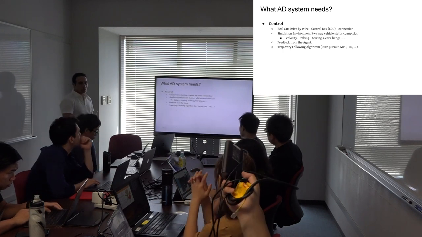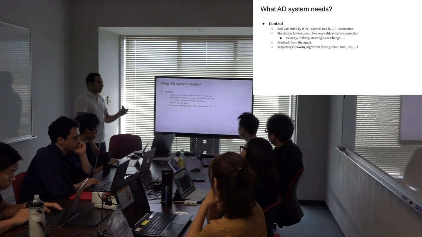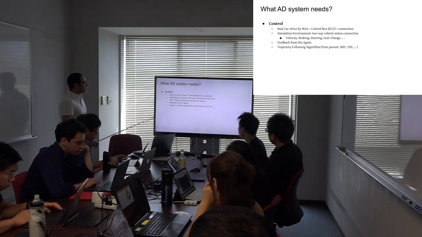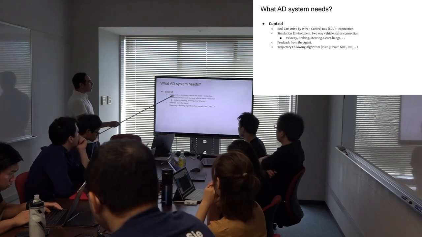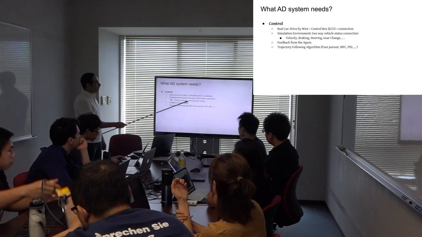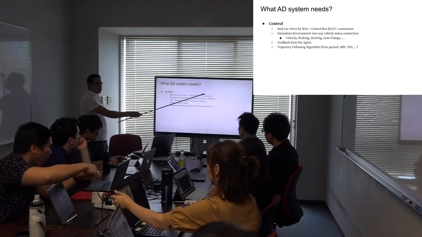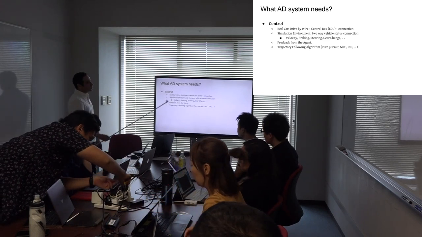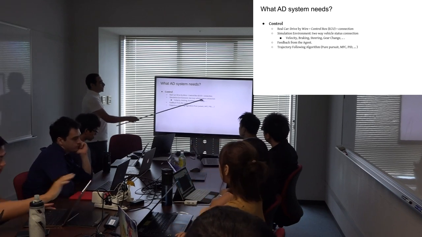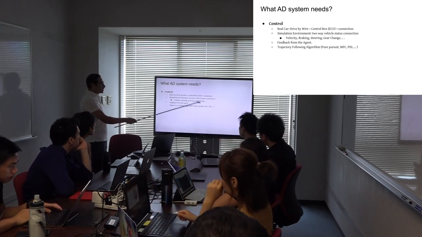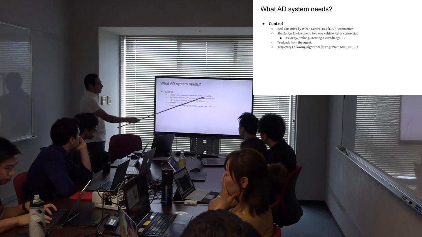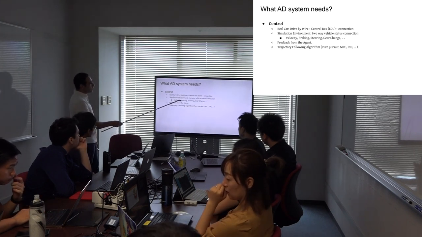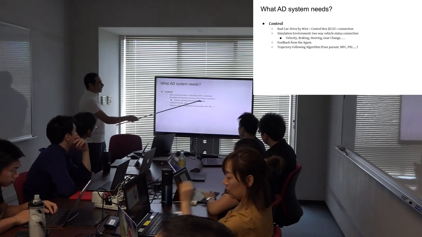Finally, we need control. Now we have sensing, localization, mapping, and planning. We need to send signals to the car to move. For the real car, we need a drive-by-wire system, a control box, an ECU, and a connection between our control PC and the car. For the simulation environment, we need a two-way vehicle status connection, a replacement for this control box and connection. We need to be able to control, like send and receive velocity, braking, steering, and gear change.